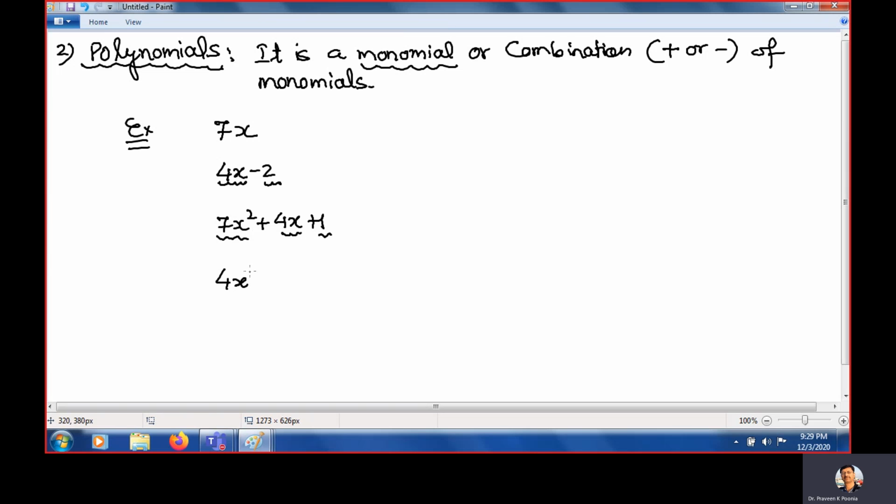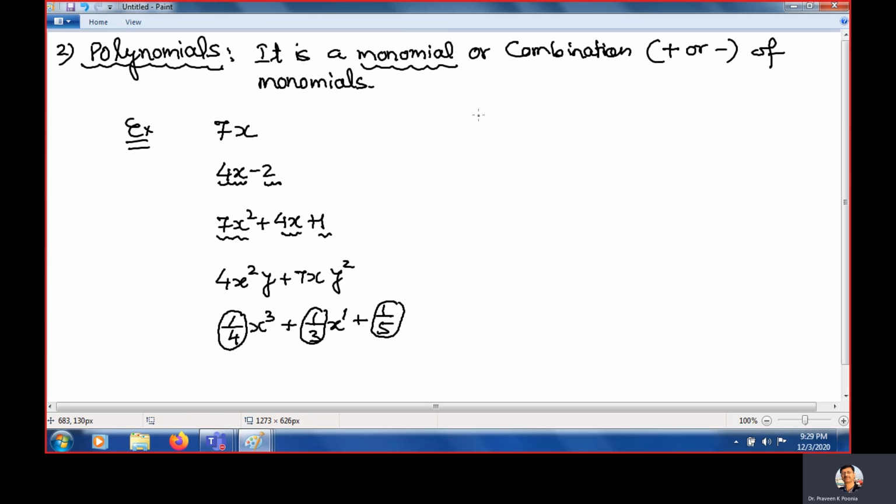4x power 2 y plus 7x y power 2 is a polynomial. All these are polynomials. 1 upon 4 x power 3 plus 1 upon 3 x plus 1 upon 5. What is this? Polynomial, because here these are constants. A constant may be a whole number or a fraction, it doesn't matter. These are constants. Yes, here the powers, x power 3, x power 1, should be whole numbers.